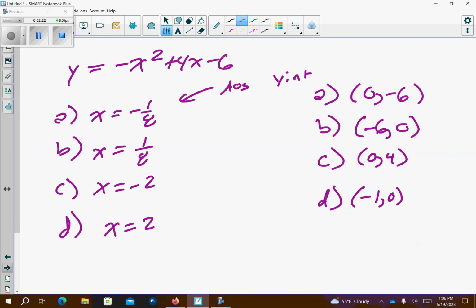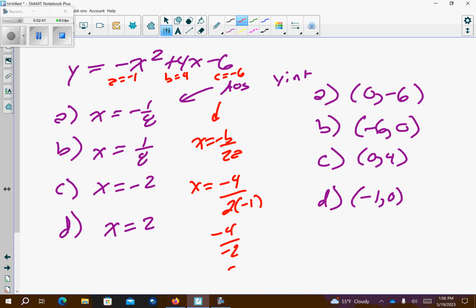On this one, we're looking for the axis of symmetry. So make sure you have x equals negative b over 2a. Your a value has to be negative 1, your b value is 4, your c value is negative 6. You don't carry the x's along with it. Plug it in, so you get negative 4 over 2 times negative 1. So that's negative 4 over negative 2. So it comes out to 2, so x equals 2. So that's the only answer that works there.